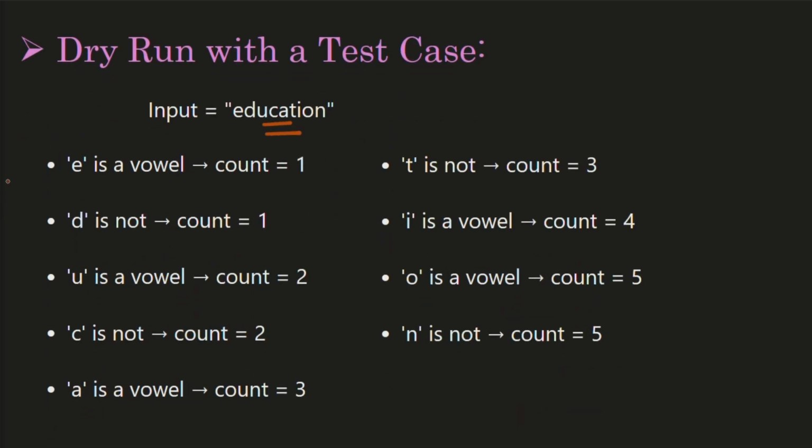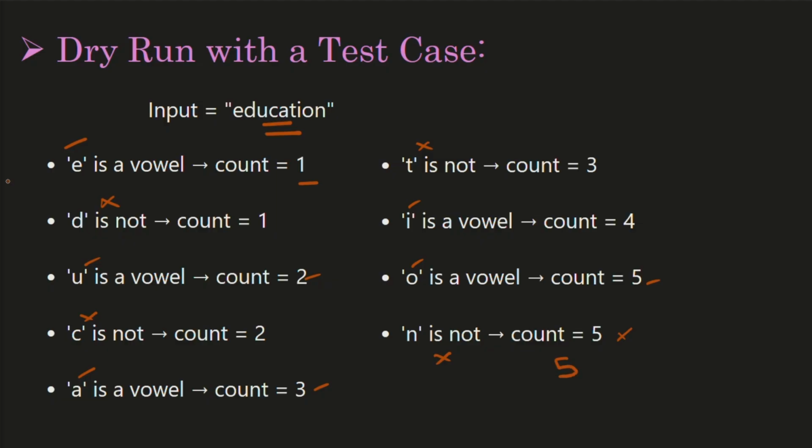E is a vowel, count equals 1. D is not, count equals 1. U is a vowel, count equals 2. C is not, count equals 2. A is a vowel, count equals 3. T is not, count equals 3. I is a vowel, count equals 4. O is a vowel, count equals 5. N is not, count equals 5.